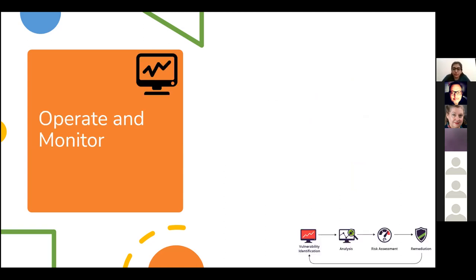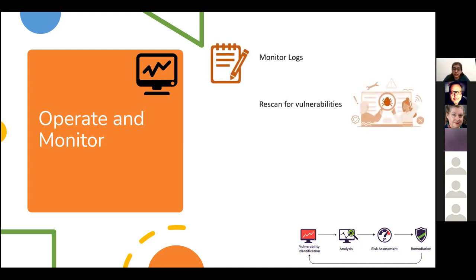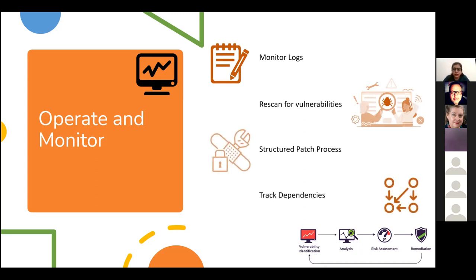Finally, in these last two phases, the operate and monitor, we need to monitor the logs. We need to rescan for vulnerabilities. We need to have a structured patch process, and we need to track dependencies. So if you look along all the phases, if we are starting from the start and applying security from the planning phase, the pressure of having security checks and vulnerability scans giving a positive result is very less towards the end of the operate and monitor phase. So that's a good benefit from having it from the start.